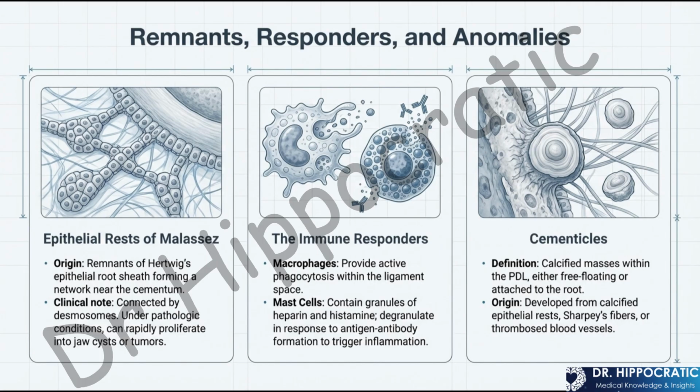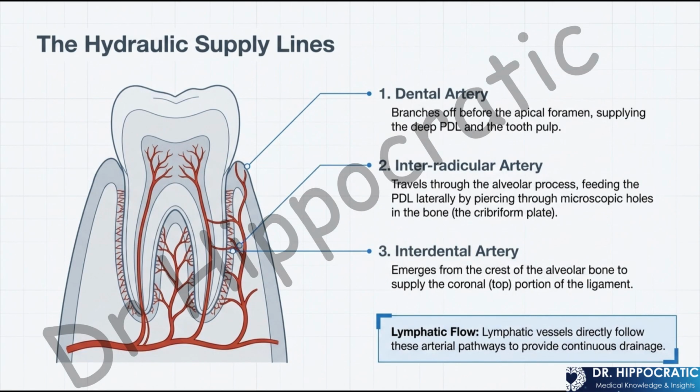To see how a neighborhood this dense gets its nutrients, let's look at the plumbing. Now coming to the next slide. Here we map out the hydraulic supply lines. A massive, highly active suspension system needs constant fuel. The blood supply comes from three main arterial routes. The dental artery feeds the deep PDL and the internal tooth pulp. The interdental artery emerges from the crest of the bone to feed the top region. But the most mechanically interesting one is the interradicular artery.